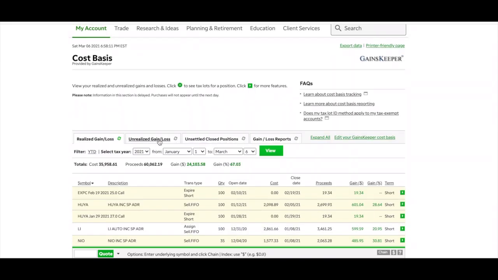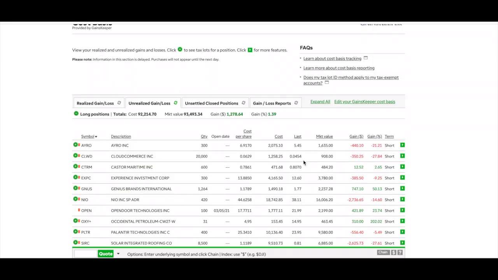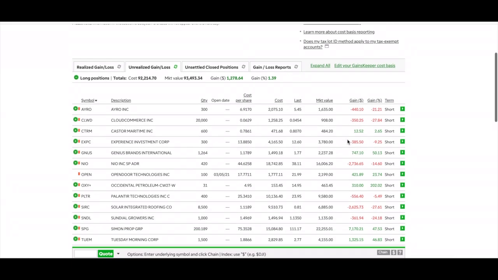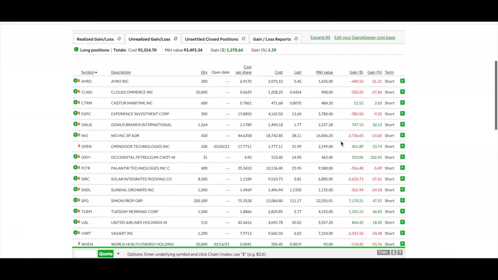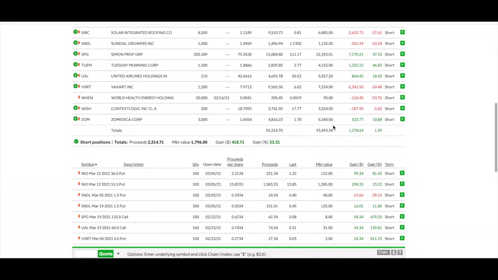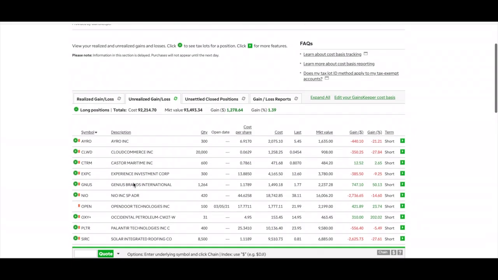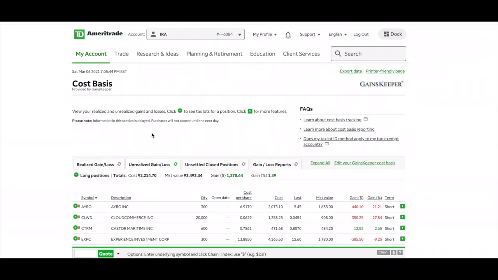Let's look at the unrealized gain and loss. So I am still up $1,200, even though the market has been down for the last 2 weeks. So I am down on a lot of positions here like SIRC, but I am very confident all these will recover. So that's why I wanted to sell NRZ to average down on most of these stocks. And you can see I sold cash secured puts on NIO, Sundial, Vaxart. So you can collect extra income by selling cash secured puts.